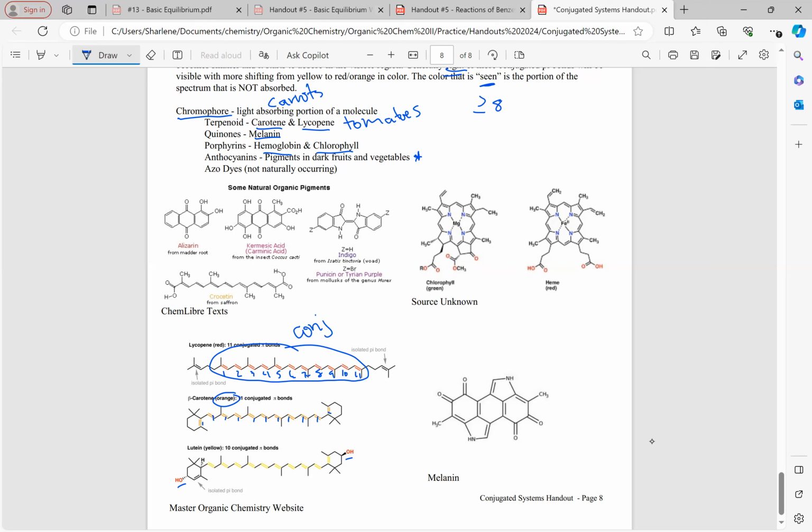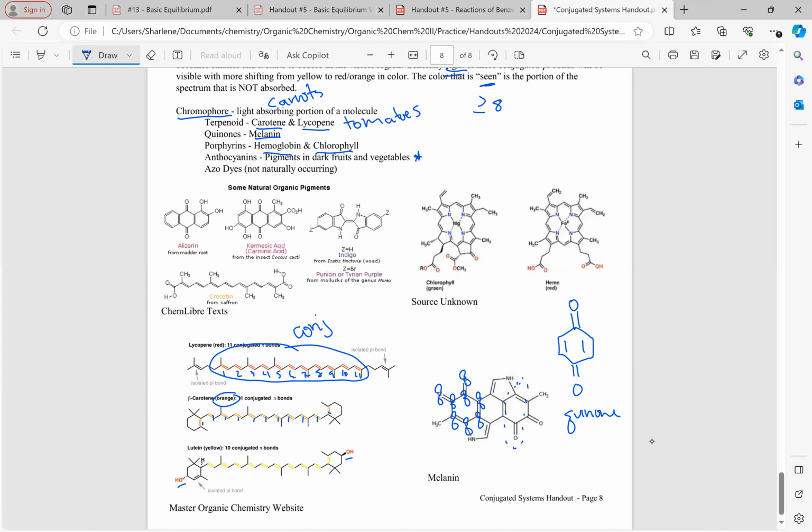What about your quinones? A quinone is generically that. It's a 6-member ring with 2 carbonyls, and it's conjugated. The quinones include melanin. So this one happens to be melanin here at the bottom. Are you seeing that moiety right there? But the most important thing is, can you see how conjugated this system is? Again, I like to draw my little p orbitals. That helps me see them better.